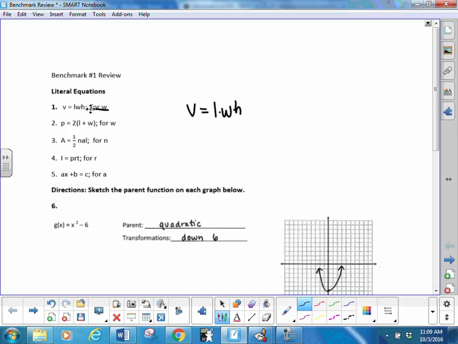I do multiplication with division, and I can do it in one step. I want the W to stay, but I'm going to divide by the L and the H. And what I do to one side, I have to do to the other side. So that means that W is equal to V divided by L times H. And that's number one.